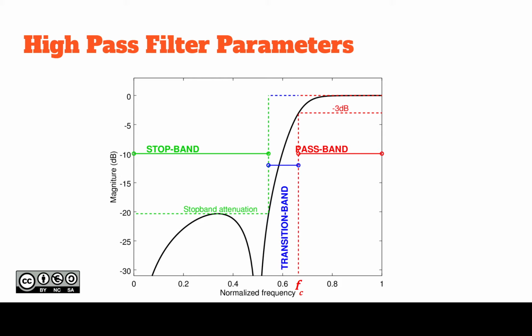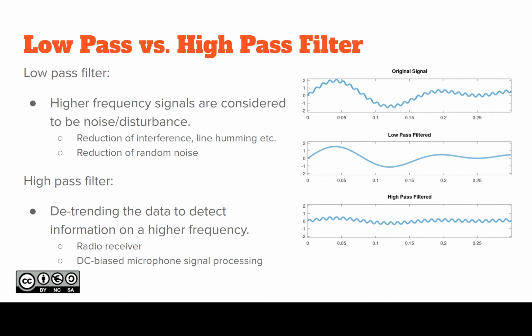High pass filter parameters are the same, but the opposite. So higher frequencies are passing and lower frequencies are stopped. The transition bandwidth is in between. Corner frequency is still defining the pass band. Okay, low pass versus high pass filter.